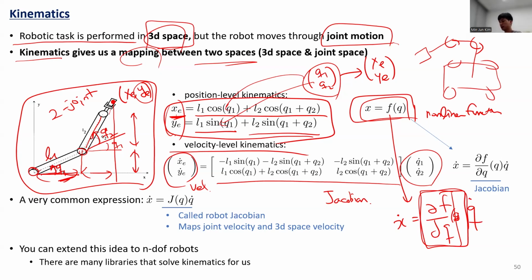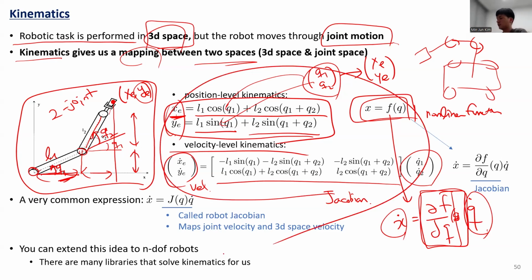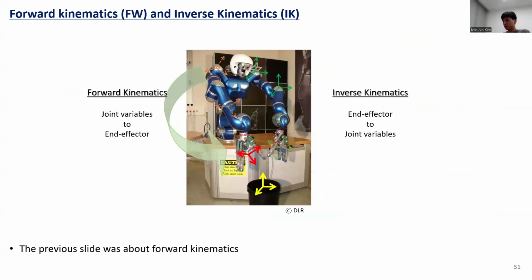So velocity level kinematics, q dot and x dot can be mapped using the Jacobian, right? So for both position level and velocity level kinematics, this example is very simple, but of course we can extend it to n degrees of freedom, n joint robots. For our case, we have 5 degrees of freedom, 5 joints. We can of course do it. It's no problem for us because there are many libraries that solve kinematics for us. Okay, you can just use it.